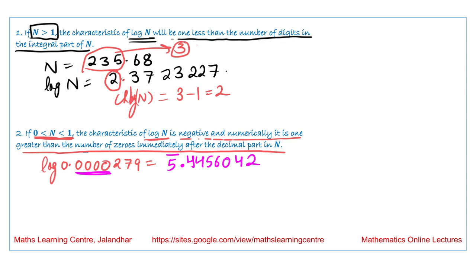So when we are talking about the numerical value of this term, we are saying it is basically 4 plus 1 is equal to 5. That is, it is 1 greater than the number of zeros immediately after the decimal part in n.